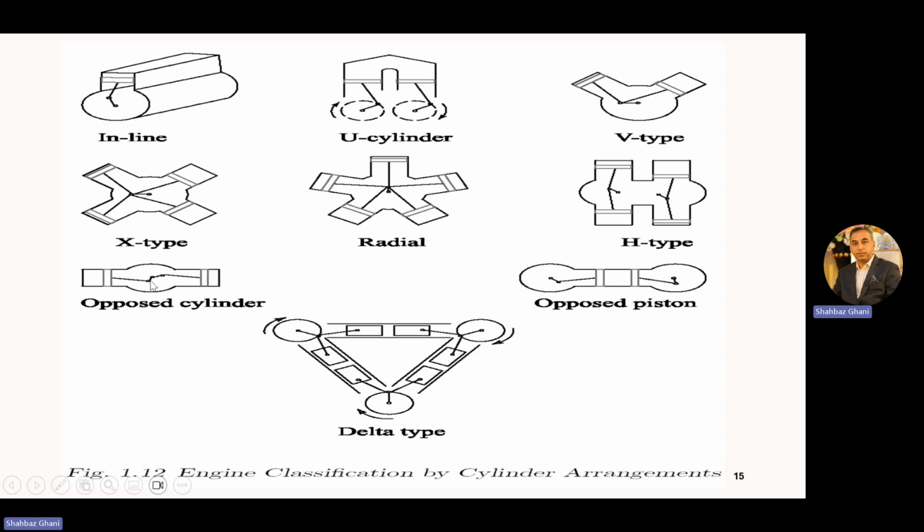In opposed cylinder, we have the same crankshaft, but two different cylinders and two different pistons. Okay, but the crankshaft is the same. As opposed to this, we have opposed piston, in which we have a single cylinder, but two pistons moving in opposite directions, and we have two crankshafts here. Here we have a single crankshaft. Here we have two crankshafts with two pistons attached to them. Now we have a delta type in which we have three cylinders and six pistons moving opposite. Okay. So with the help of the number of cylinders, we can also classify the engine.